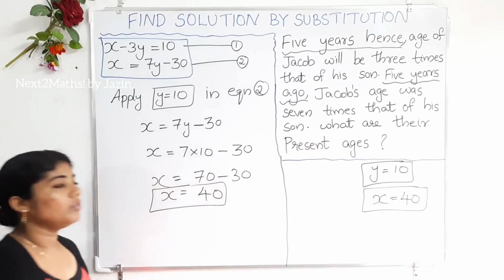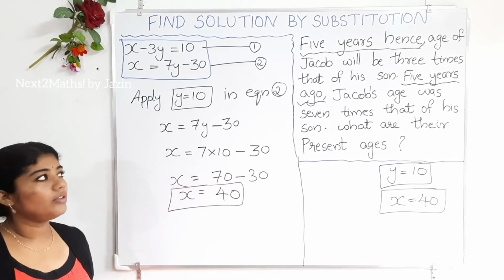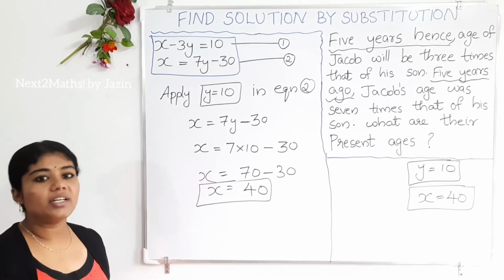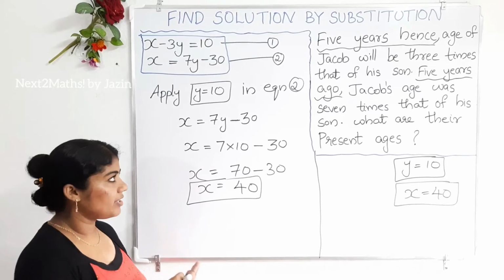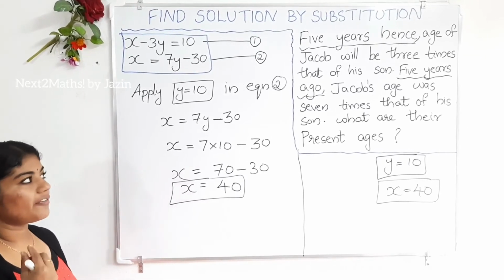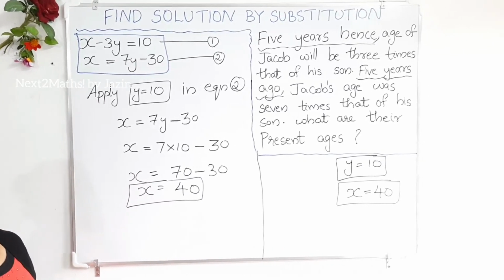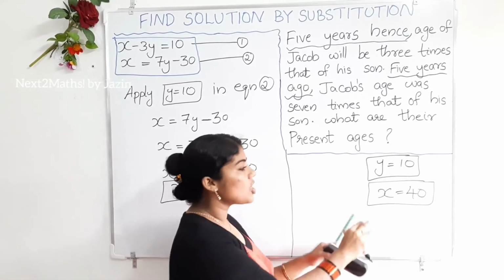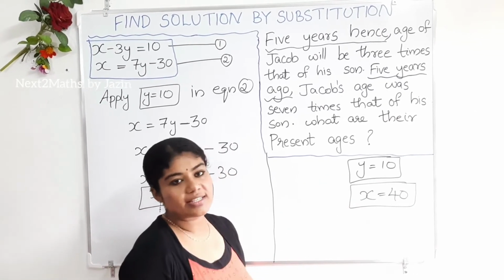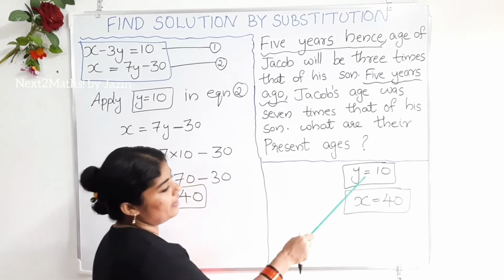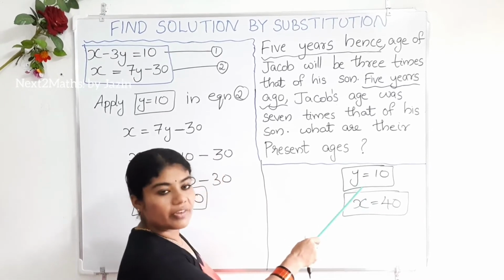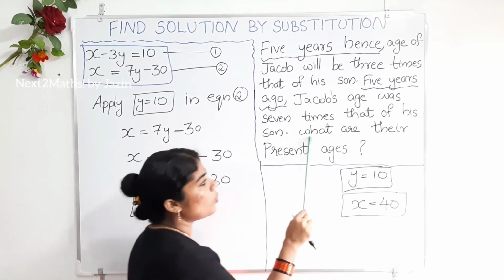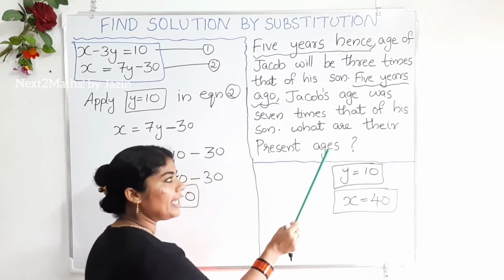Okay. Now from the beginning we have a pair of equations, and based on that we formed our linear equations, and from two linear equations we did substitution, and finally we reached what is x and what is y. We reached finally and we got x equal to 40 and y equal to 10. So let's move to the question again. What are their present ages?